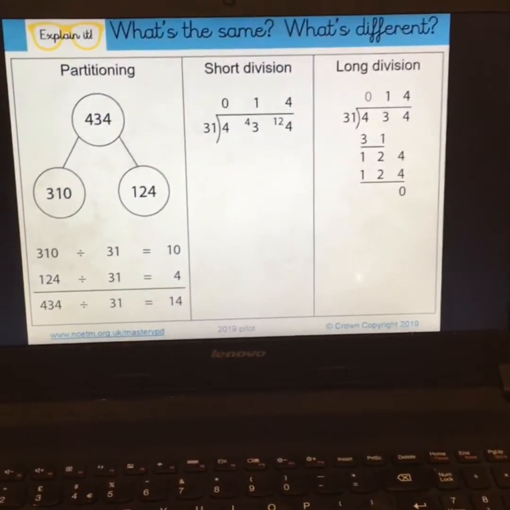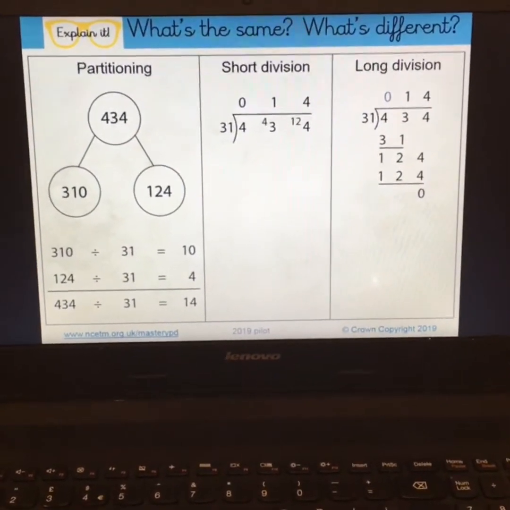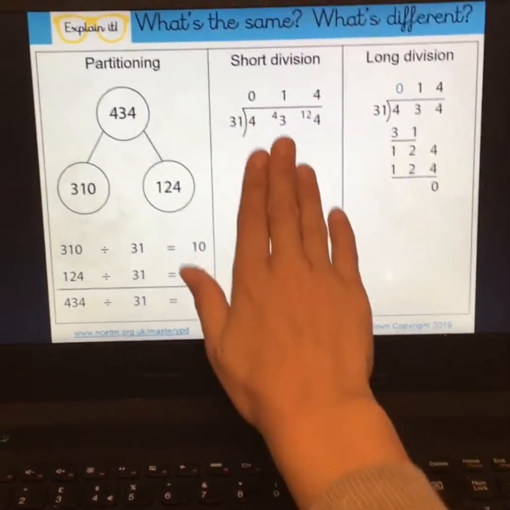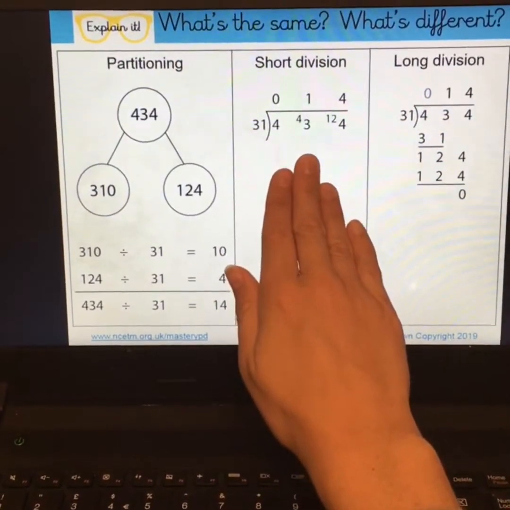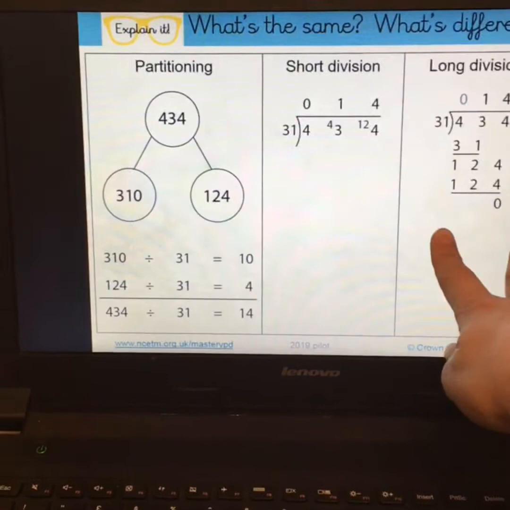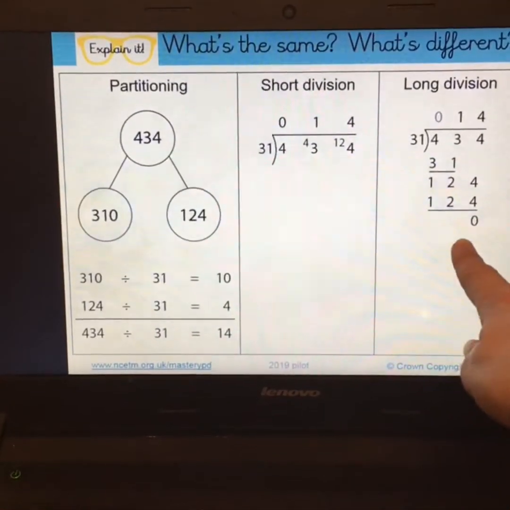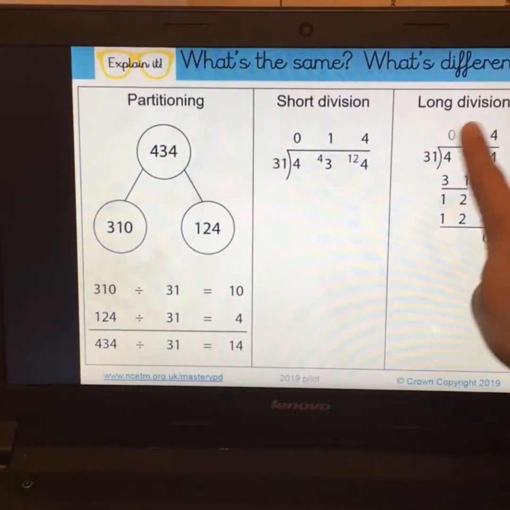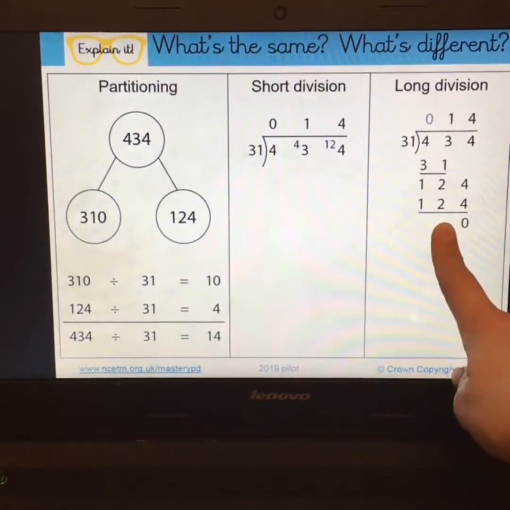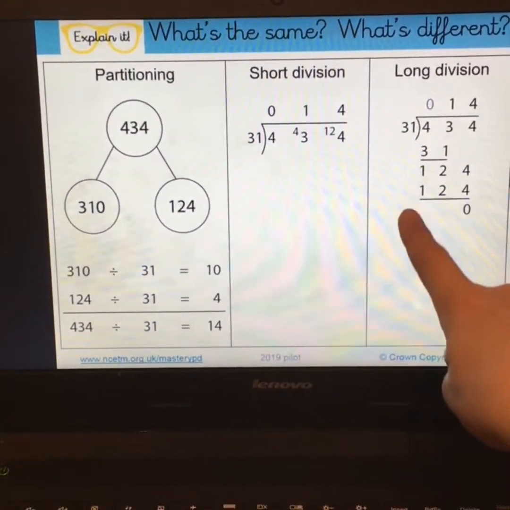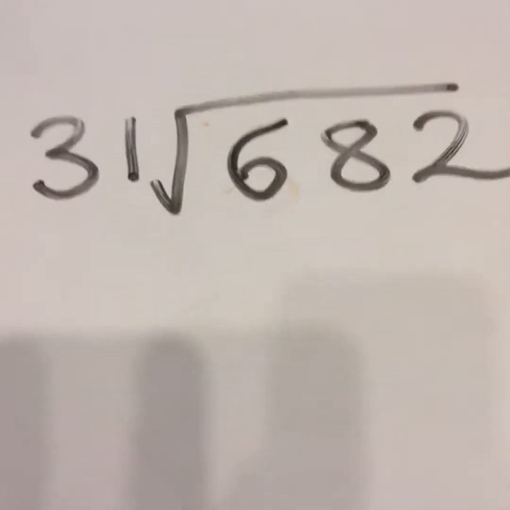They're just 3 different ways of representing and showing them. This is probably what you are more confident with. This might be a method that you become more confident with. This is probably something that you will do more at secondary when the numbers get larger. So this is what we're going to have a go at practicing today.